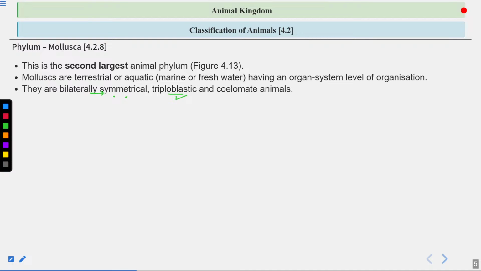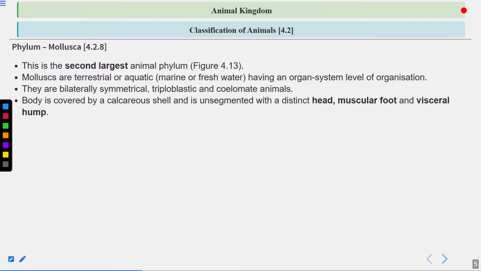Then they are coelomate animals. So they have a true coelom, which means the coelom is surrounded by the mesoderm. This is known as a coelomate organism. They have a cavity which is surrounded by the mesoderm. They have a true coelom, that means the body cavity is lined by the mesoderm.